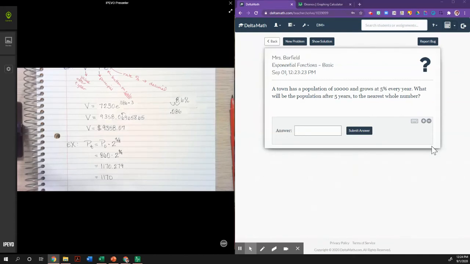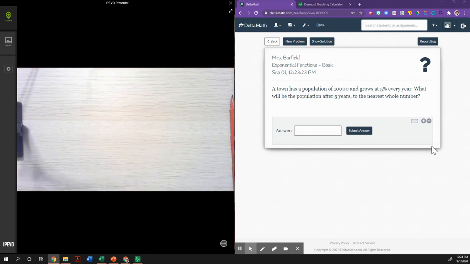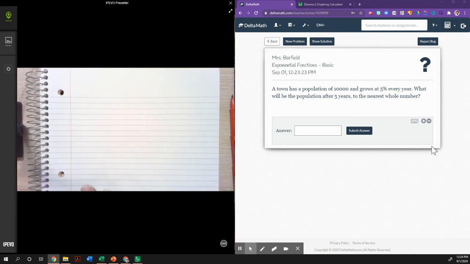We are continuing on with exponential functions. This one, you notice there are no formulas for us, so we have to utilize a predetermined formula that's out there for exponential functions to help us solve this problem. It says a town has a population of 10,000 and grows at 5% every year. What will the population be after t years, to the nearest whole number?